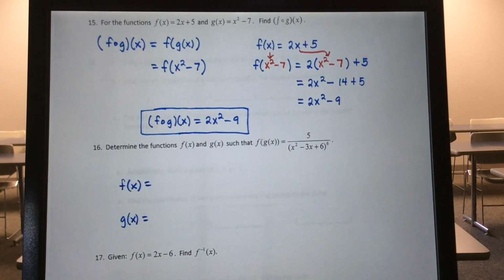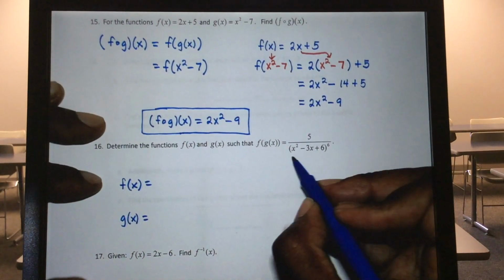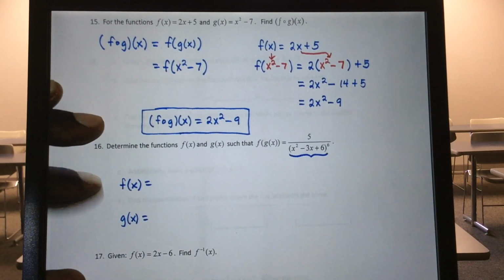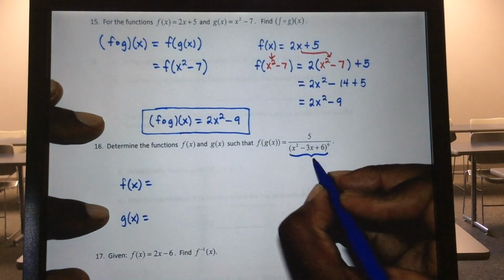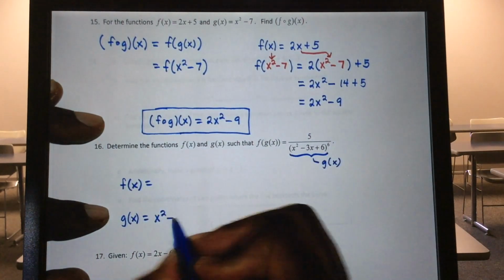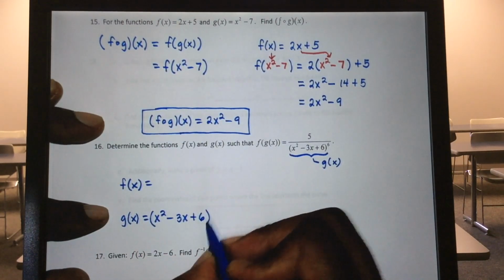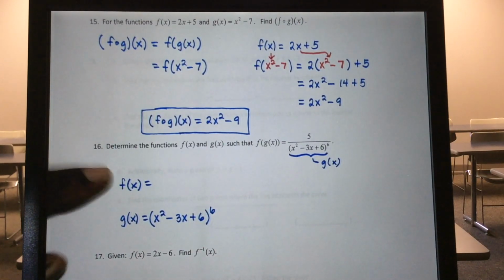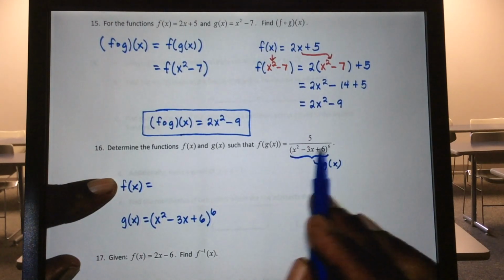Well, let's think about this. This has a numerator and a denominator, so this right here in the denominator could be what g of x is. That denominator, we're going to let that be g of x. That will be x squared minus 3x plus 6, and that quantity will be to the 6th power. Okay? Now to find out what f of x is, this whole thing was substituted for x in f of x.